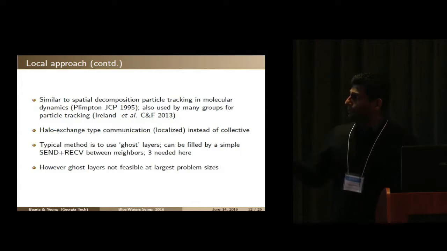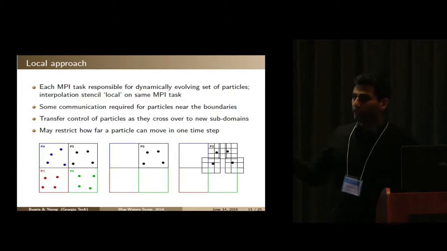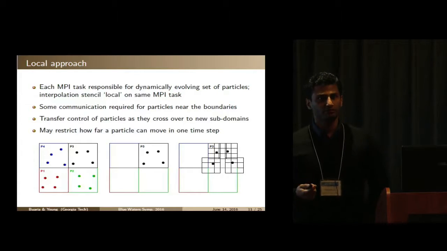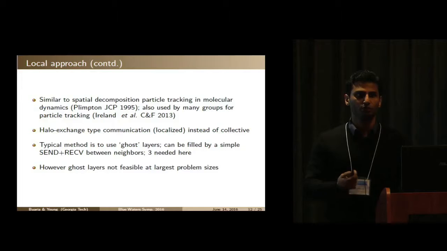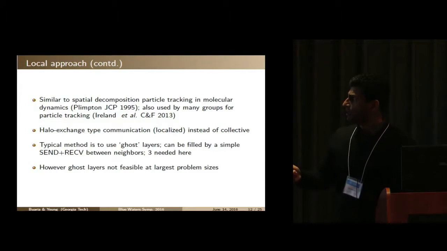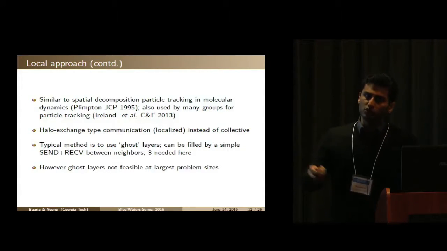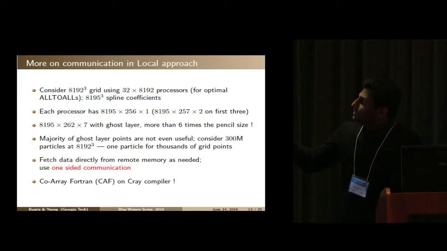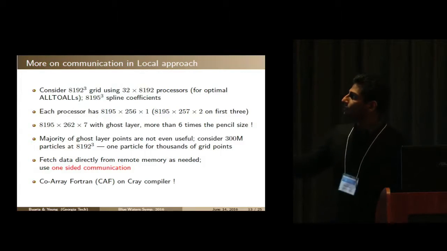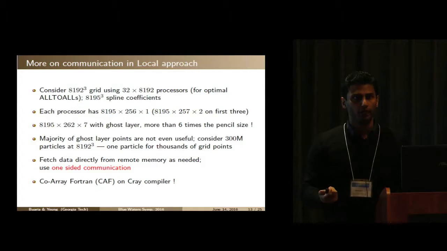Now, the typical way to do the interpolation for particles near the boundary is to have ghost layers. And these ghost layers can be filled by doing a send-receive halo exchange between the neighboring processors. But this ghost layer approach is not really feasible, as we found at the largest problem sizes. Now consider an 8192 cube grid using 32 by 8192 processors. So there are these many spline coefficients, and each processor has something like these many data points. And if you look at the third direction, it has just one data point in that direction.